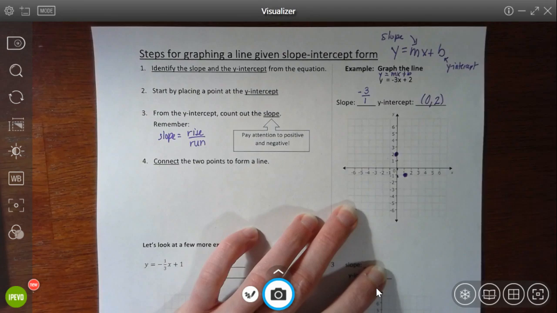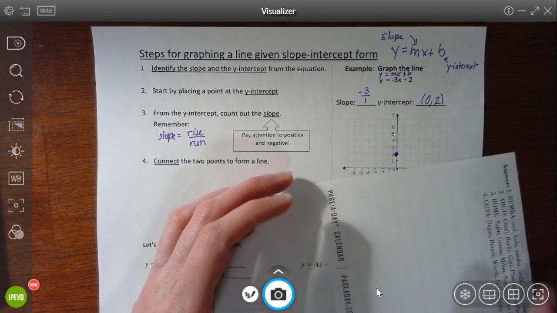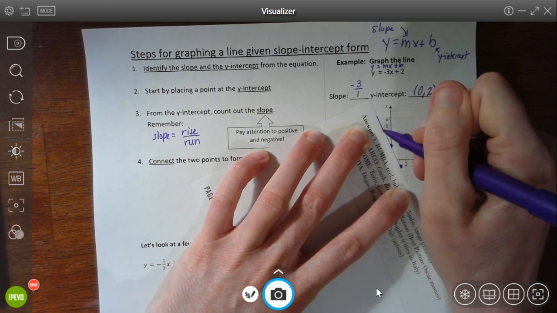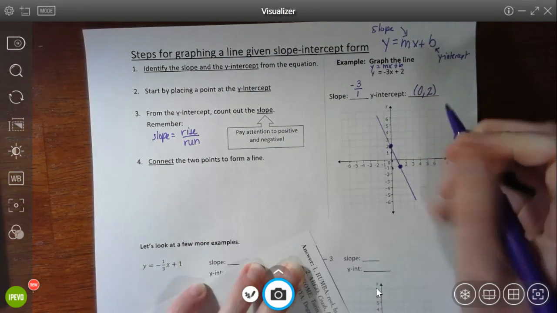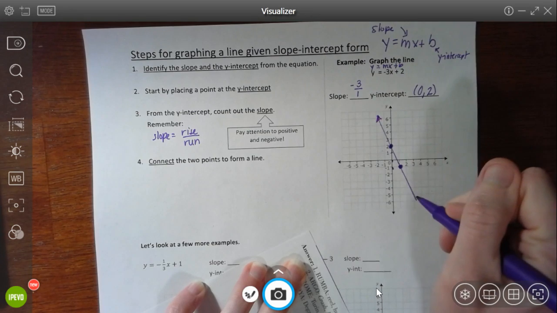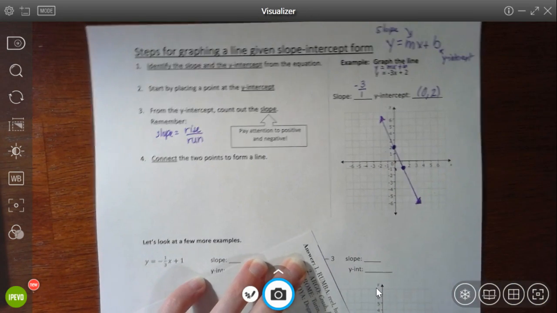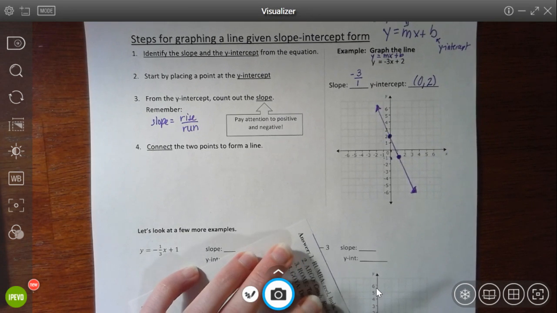Now I'm going to go ahead and use a straight edge, and I'm going to connect my 2 points. As I connect them, I'm going to create the line, and then I'm going to put arrows at the end to say that they continue that pattern. It didn't come out very nicely. They continue that pattern. All right.